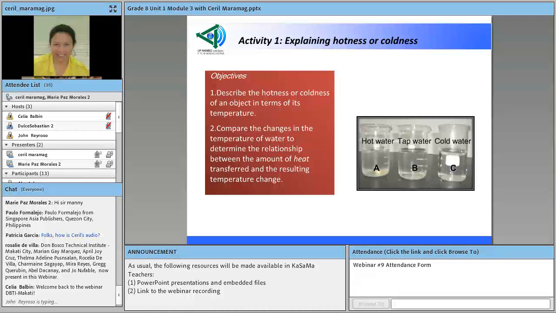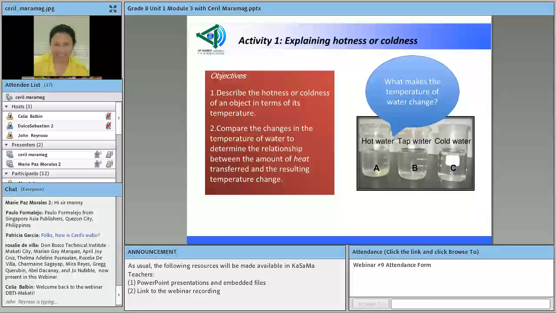How about in the third container that was added with the same cold water? Will there be a change in temperature? Well, maybe since it is not an isolated case, there is a possibility that students will get a temperature difference in the third setup because heat transfer might take place between the cold water and its surrounding, which is relatively of higher temperature. So before you end your discussion on Activity 1, you can pose this question. What then makes the temperature of water change?